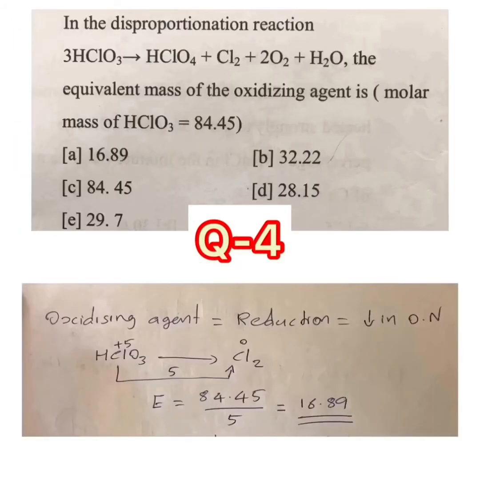In this question, we have to calculate the equivalent mass of the oxidizing agent. The oxidizing agent undergoes reduction, that is, a decrease in oxidation number. That is the conversion of HClO3 to Cl2 only. In HClO3, chlorine has +5. In Cl2, 0. +5 becomes 0. Change in oxidation number is 5. So equivalent mass equals its molar mass, given in the question as 84.45, by 5. Answer A.